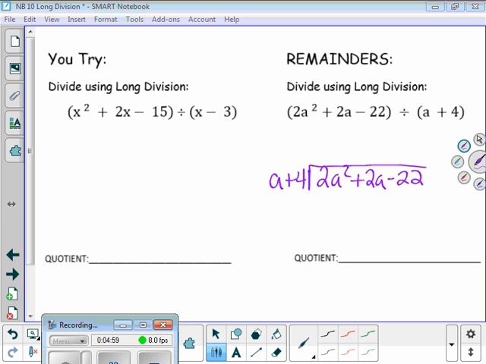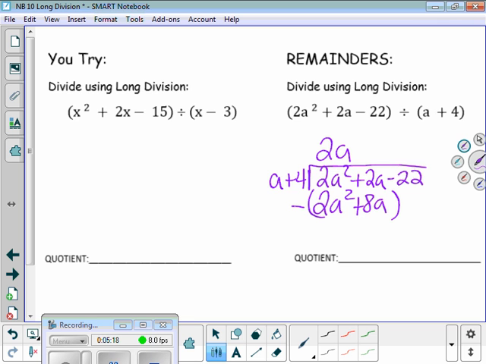Okay, so on number 2, I've got my divisor's a plus 4. I need to make that a look like 2a squared. What would I multiply by? So I've got 2a giving me 2a squared, and then I'd have 2a times 4 giving me plus 8a. Then I remember I've got to subtract that whole thing, and then I remember, oh yeah, I've got to flip all those signs. So plus, minus, and this will become a minus as well. So now 2a squared minus 2a squared goes away. 2a minus 8a. Okay, so I've got negative 6a minus 22.